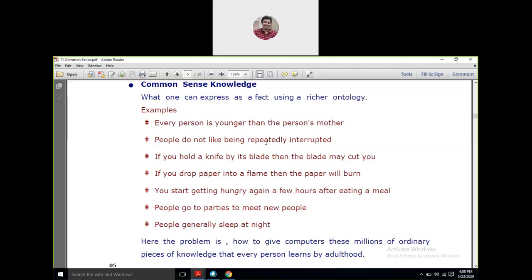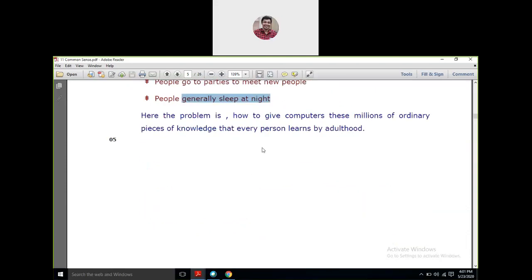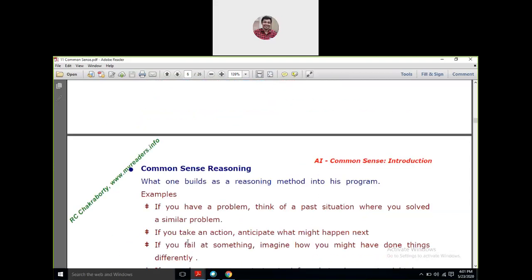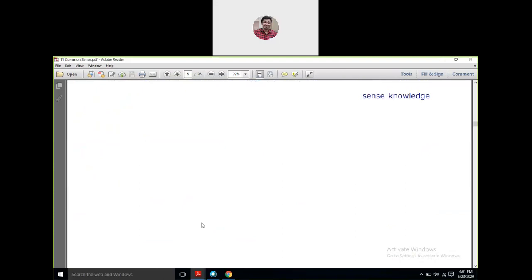People do not like repeated interruptions. Nobody likes being interrupted repeatedly. If somebody holds a knife by its blade, then he is going to get a cut. These are some of the common sense knowledge, just examples of it, right? People generally sleep at night, so you cannot make the reverse true. These are some examples of common sense reasoning. This is the theoretical part you have to go through.